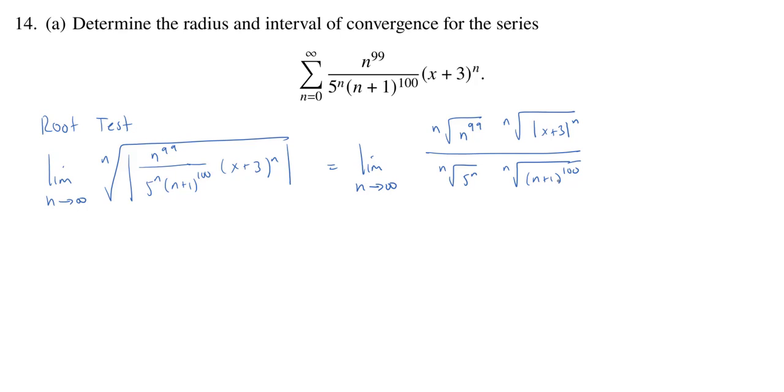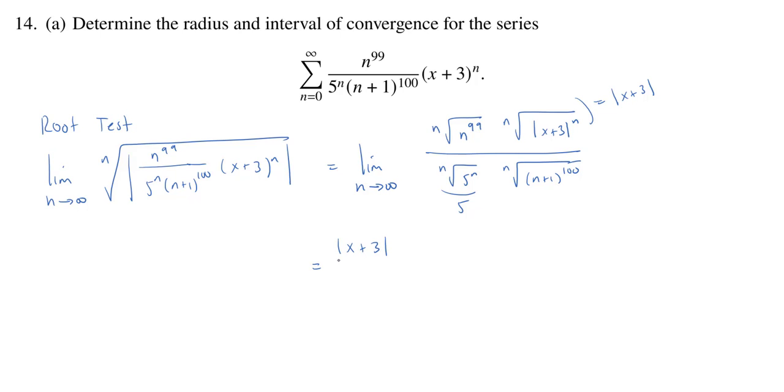Okay, so let's look at these individually. Well, actually, the two easy ones here are when I have the nth root of an nth power. Those are just going to go away. So this bit here is actually just equal to the absolute value of x plus 3. And the nth root of 5 to the n, this is just going to equal 5. So actually, let me pull those out, because those have nothing to do with n.